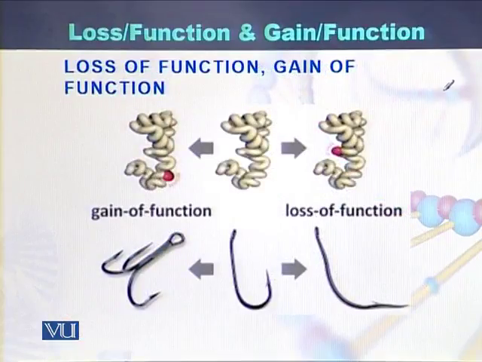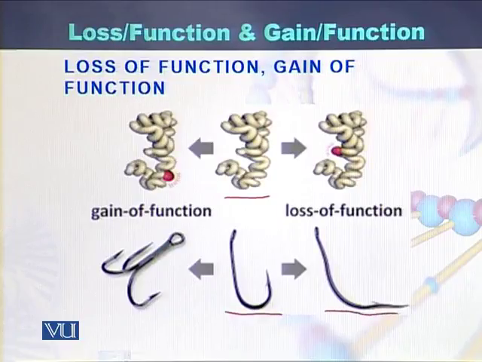In this diagram, we can try to understand the difference between loss of function and gain of function mutations. If we take this as the normal protein and it works to catch the fishes from the rivers, and if there is a loss of function on that protein, then it is converted into such a structure. With this kind of structure, we cannot catch the fish. So this kind of change in the structure of the protein is called loss of function.